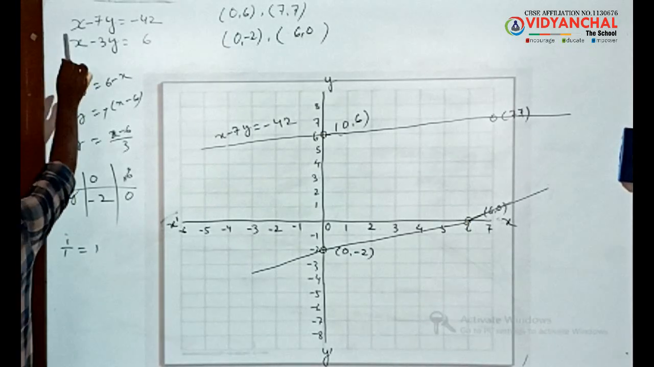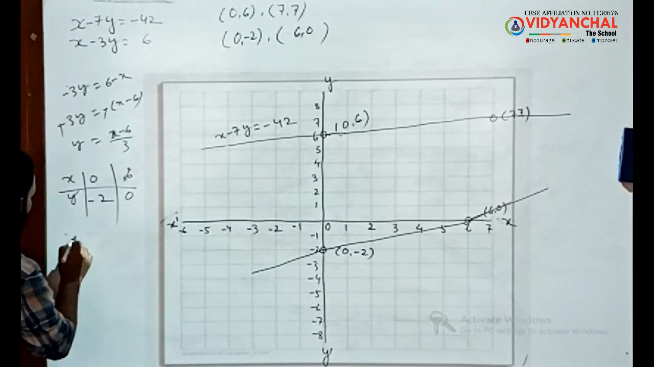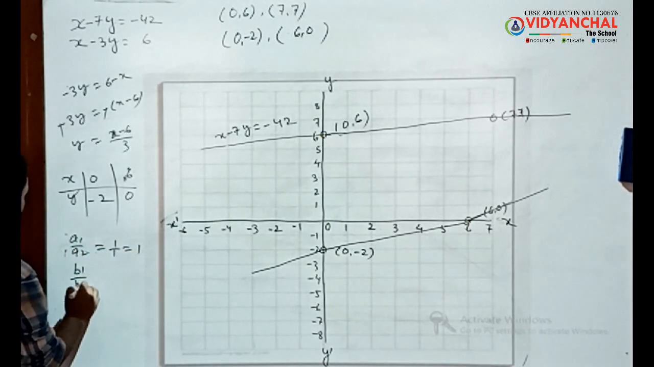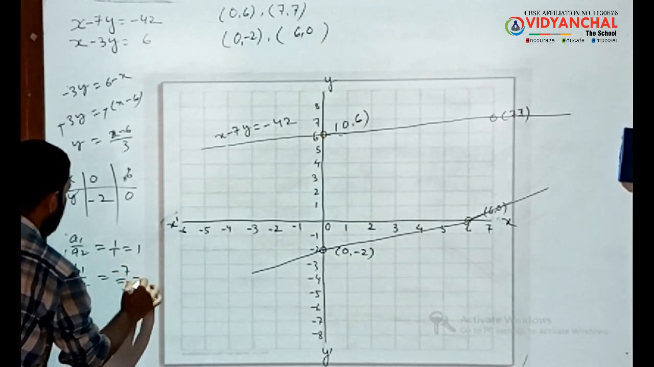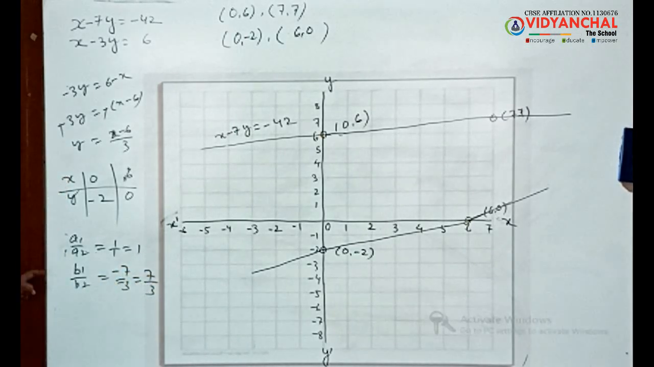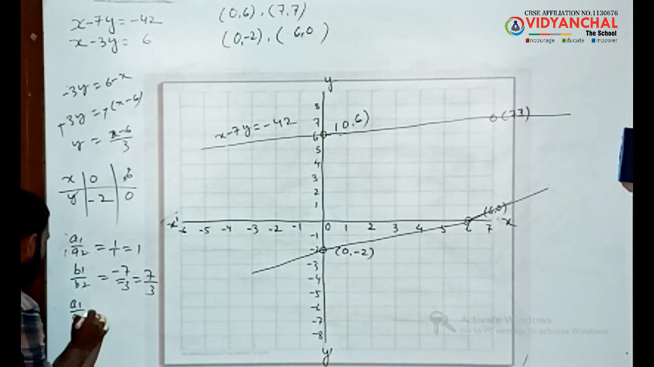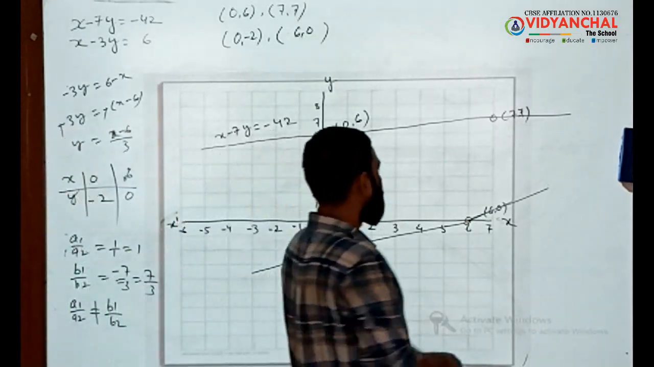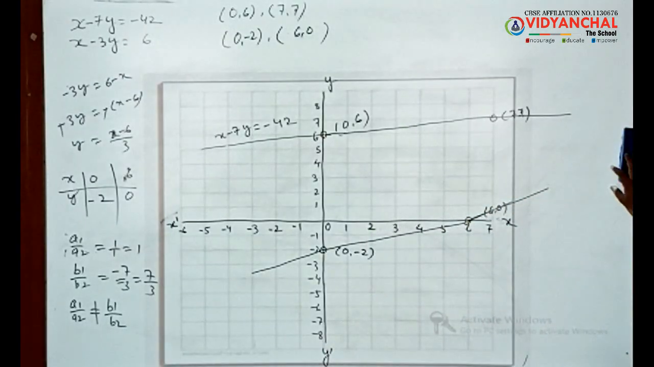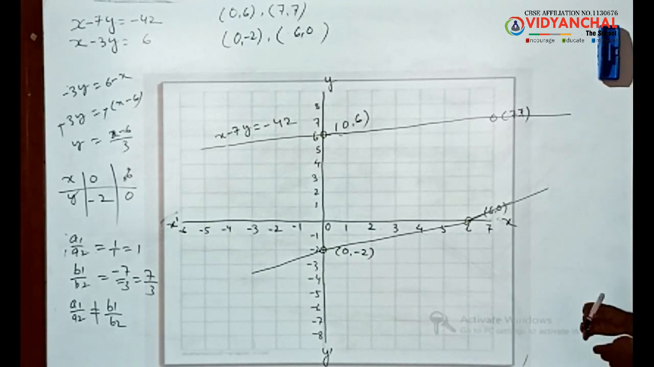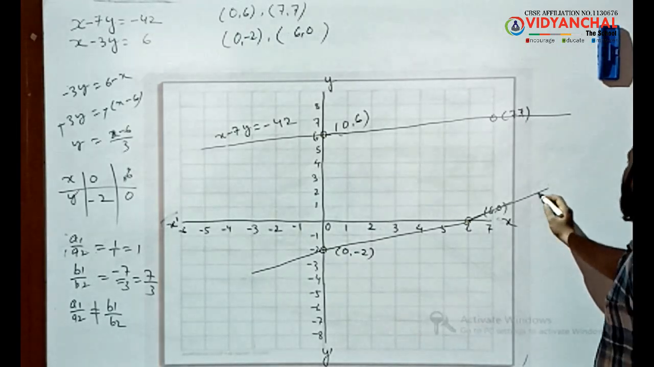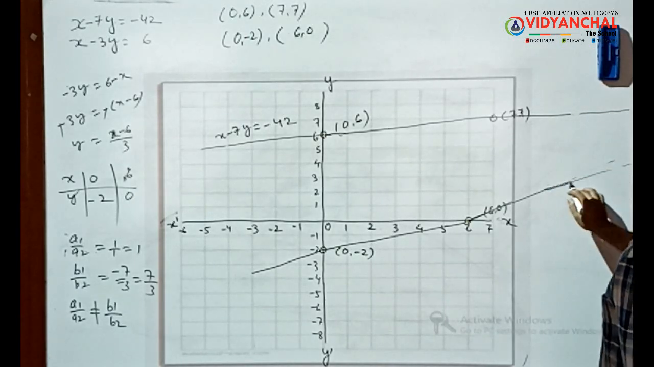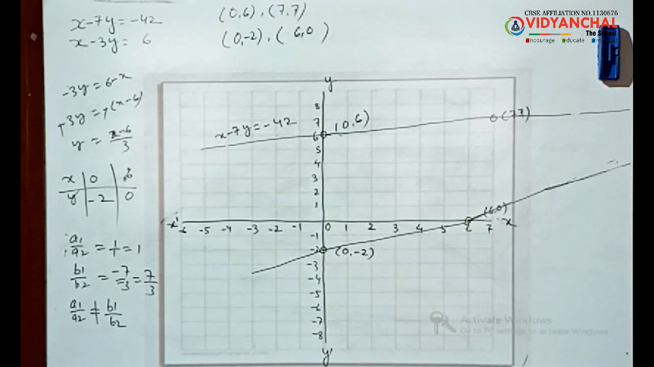A1 upon A2, 1 upon 1 is 1. B1 upon B2, minus 7 upon minus 3 is 7 upon 3. So since A1 upon A2 is not equal to B1 upon B2, that means the graph will definitely intersect at a point. But here it's not, looks like they are intersecting, but they will definitely intersect somewhere here. So this is the graph, right?